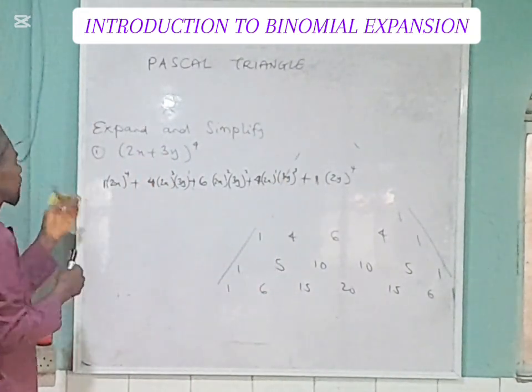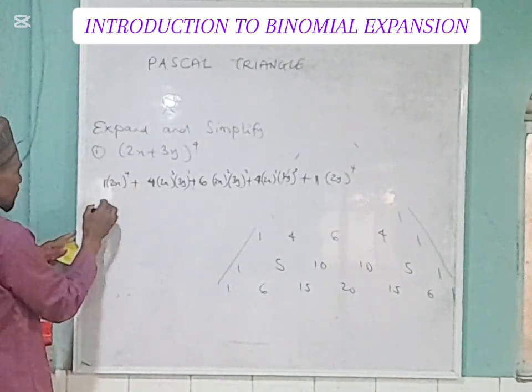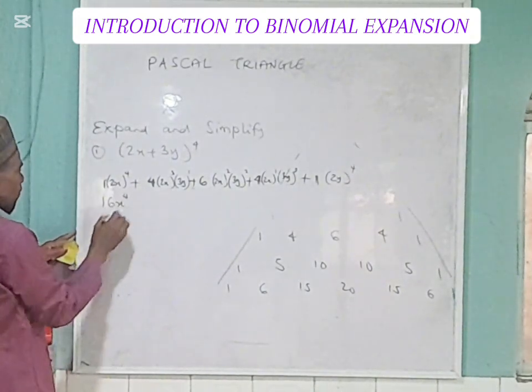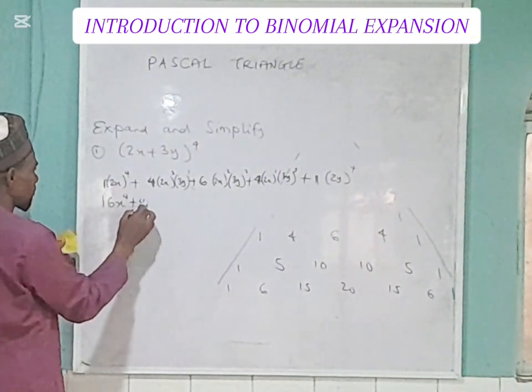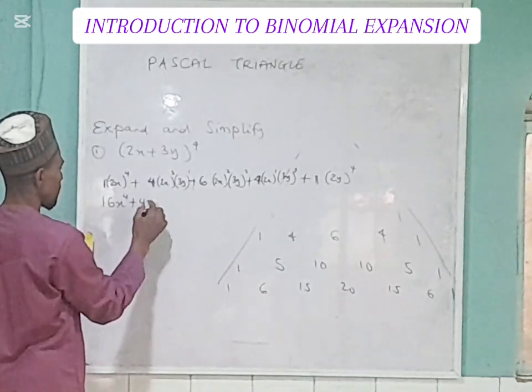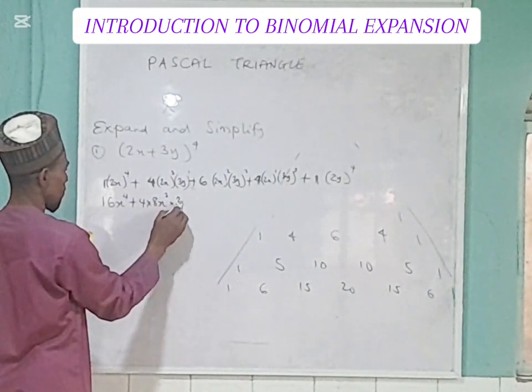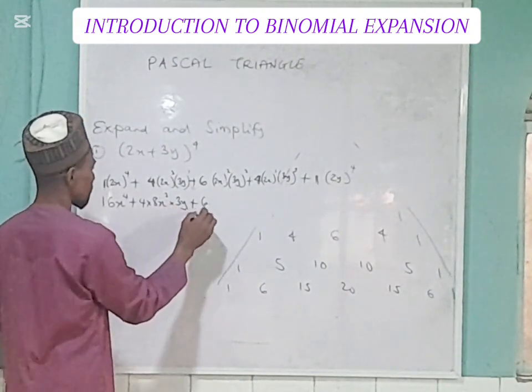The next thing is, we have actually expanded now, so let's simplify. So this is 2x power 4, that is 16x power 4, plus 4 times 2x power 3 is 8x power 3, then just 3y, plus 6.